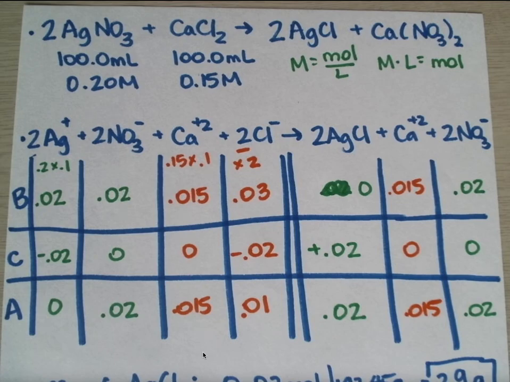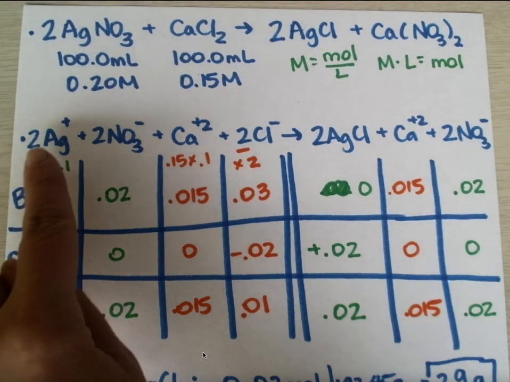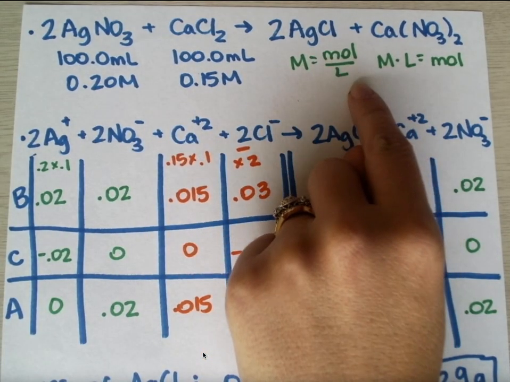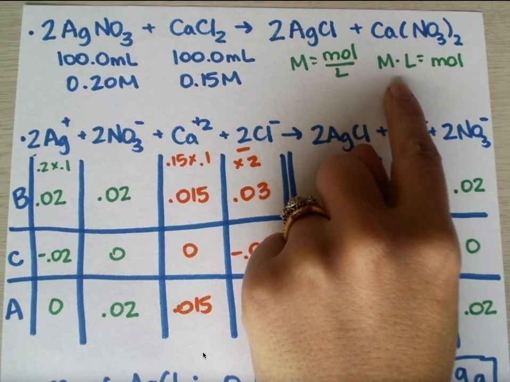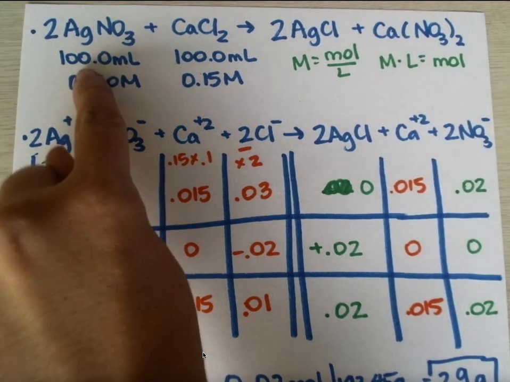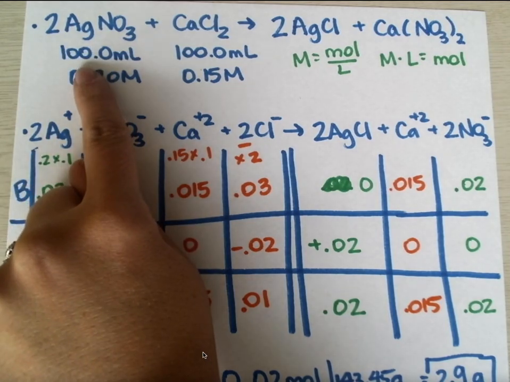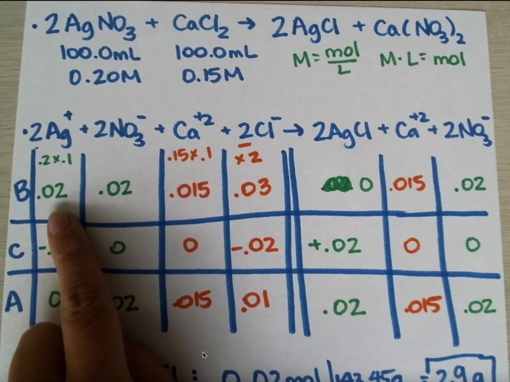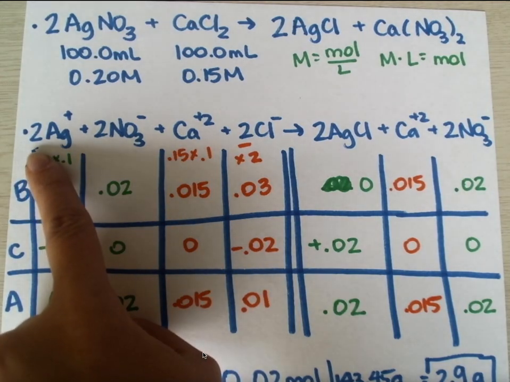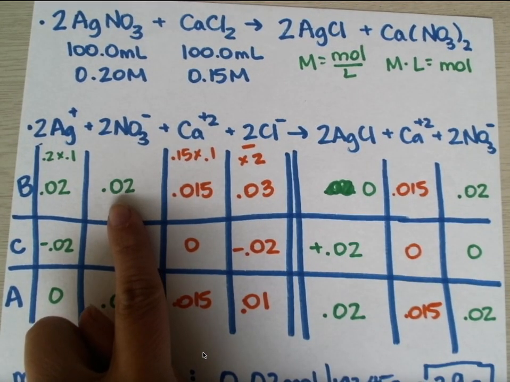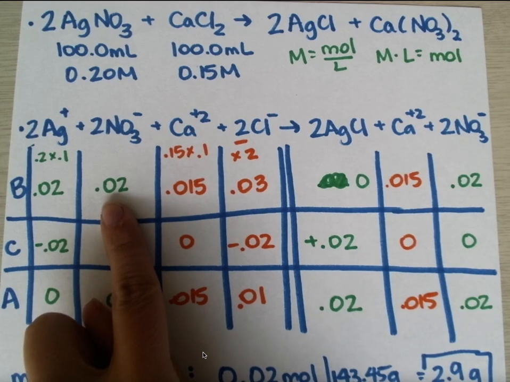Okay, so using my complete ionic equation and knowing that if molarity is moles over liters, then molarity times liters is going to give me my moles. The 0.2 times the liters here, which would be 0.1, so 0.2 times 0.1 gives me those 0.02 moles of silver ions. Being that they are in a 2 to 2 mole ratio, or a 1 to 1 mole ratio, that is also the amount of moles of my nitrate ions.